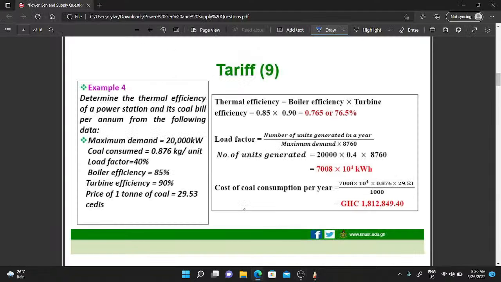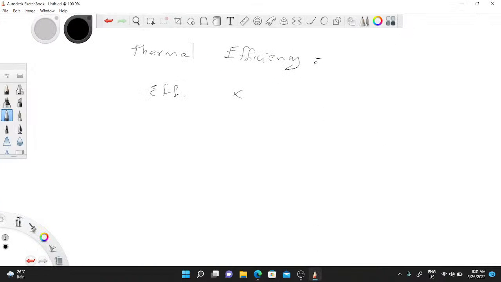We can see they gave us the boiler efficiency and the turbine efficiency, so multiply them together. That's what was done here to get the efficiency of the power station. Now, second, we are supposed to find the coal bill per annum. The coal bill per annum is how much we pay in a year. To find the coal bill per annum.